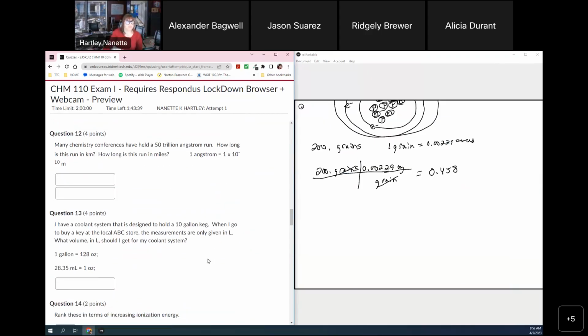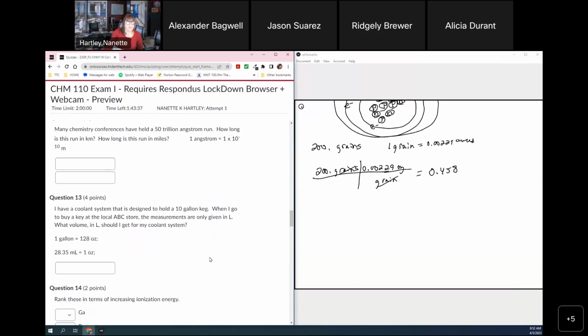Many chemistry conferences have held a 50 trillion angstrom run. How long is this run in kilometers, and how long is this run in miles? And you see that 1 angstrom is 1 times 10 to the minus 10th meters. Okay, so the first thing I need, I know it's 50, and I know it's trillion. So if I look at my exam handouts, I see that trillion is associated with tera, which is 10 to the 12th.